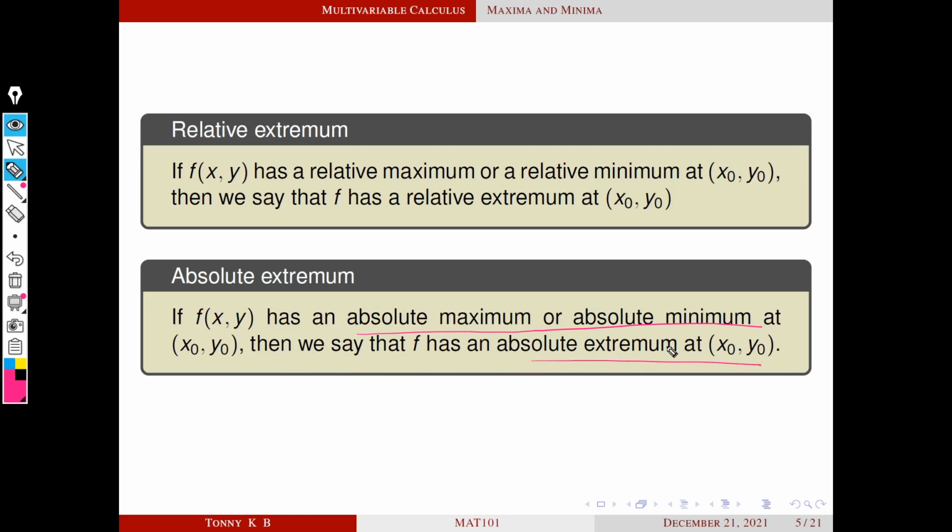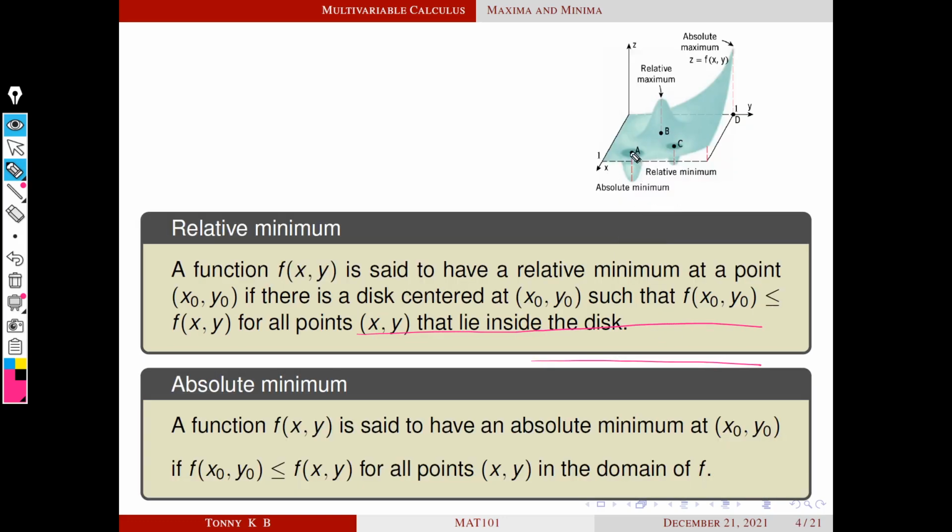Okay. In our previous example, yes, this point is actually the absolute minimum. At this point the function has its absolute maximum. So these two points are actually absolute extremum. Clear? Either absolute minimum or absolute maximum, such points are called absolute extremum.